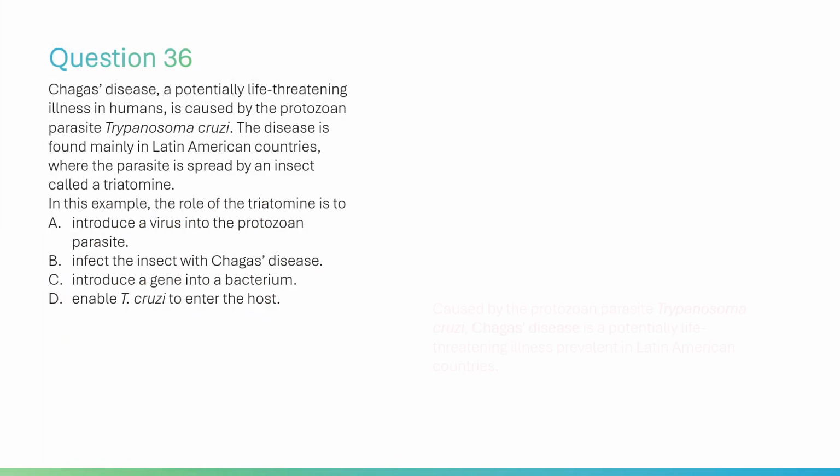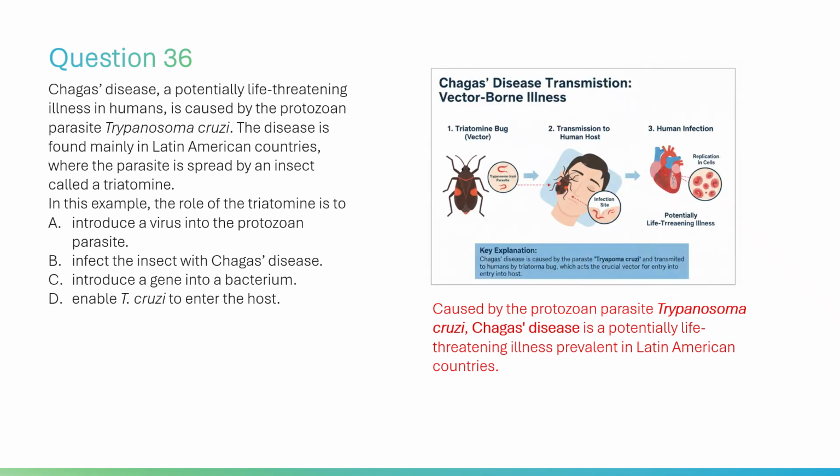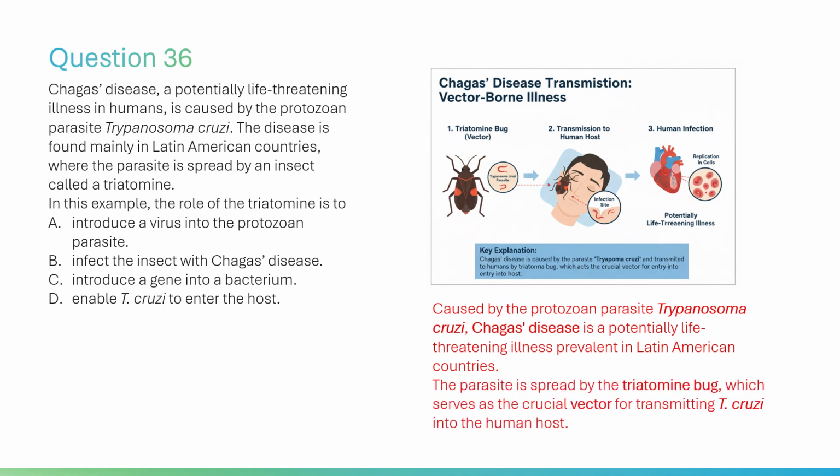Caused by the protozoan parasite Trypanosoma cruzi, Chagas disease is a potentially life-threatening illness prevalent in Latin American countries. The parasite is spread by the triatomine bug, which serves as the crucial vector for transmitting T. cruzi into the human host.